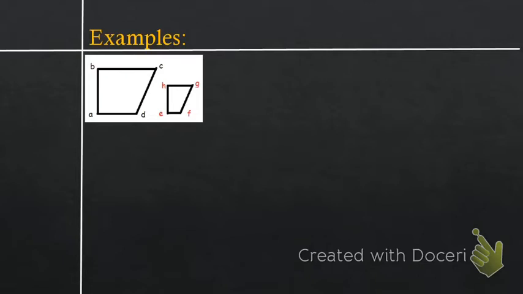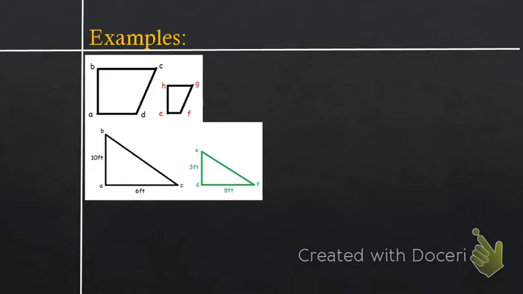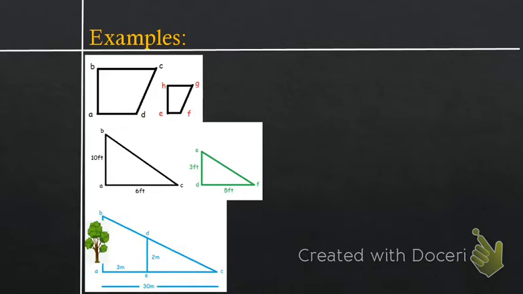We have similar figures. Same shape, different size. Same here, two right triangles, same shape, different size. And then you'll see this last one where you'll have a triangle within a triangle, but you still have two triangles. Same shape, but a different size.